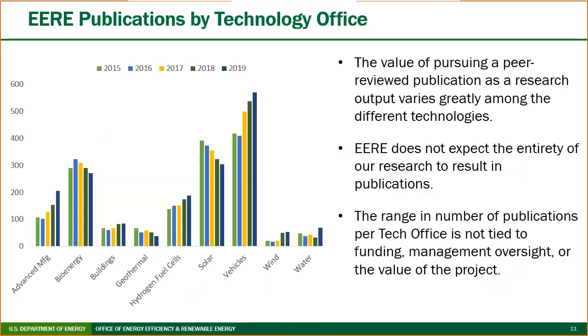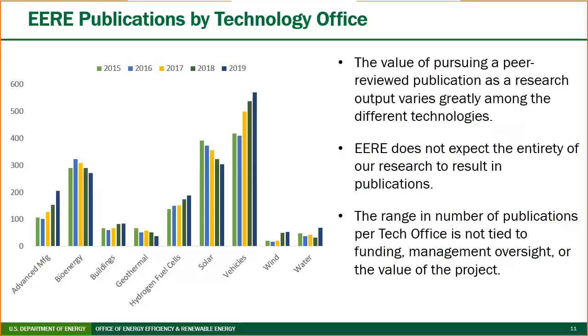Look at the steady decline in solar publications, the sharp increase with vehicles and advanced manufacturing. Could the decrease be a sign of the maturity of the technology? Could the increase reflect the research community's interest in a new technology? Or perhaps the change could be an intentional result stemming from a programmatic decision. For EERE, the value in this data is not in drawing conclusions, but in generating questions.